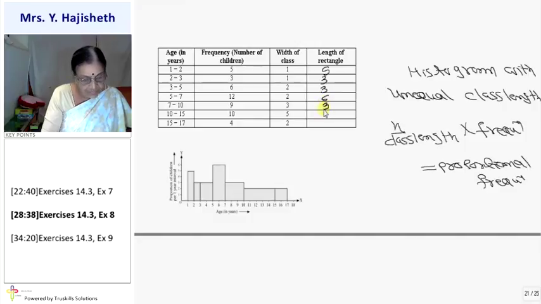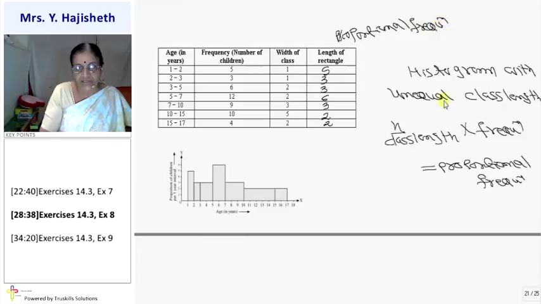Then 10 to 15, 5. So 1/5 into 10, so 2 हो जाएगा, right? Proportional frequency is 2. And 15 to 17, 2 का, तो 4 है तो उसका आधा हो जाएगा 2. These are also called proportional frequency. क्या बोलते हैं इसको? Proportional frequency. And that we can calculate by using this formula.